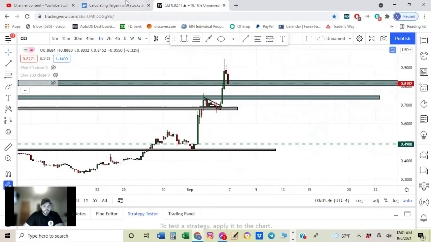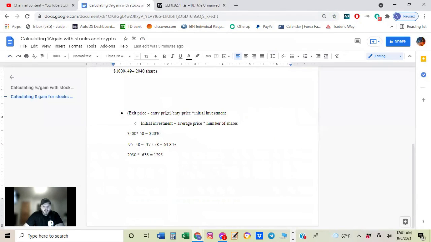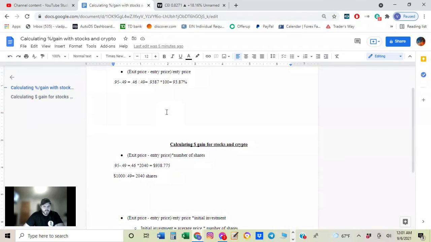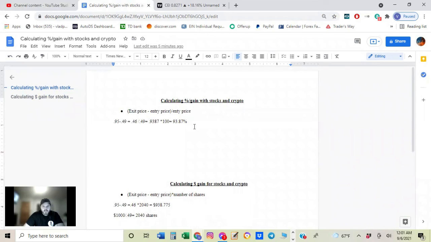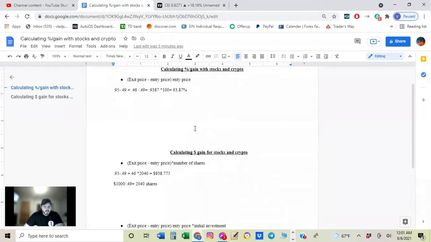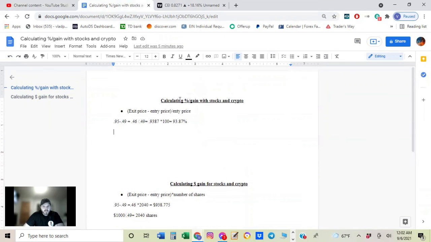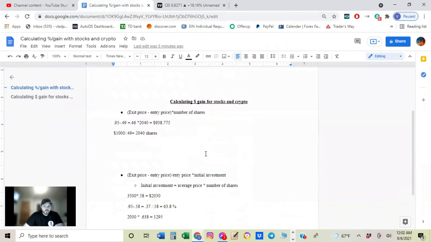So this is a simple two-step process. This video is not going to be anything insane, maybe like 10 minutes long, on just how to calculate percent gain with stocks and crypto, and also the money amount gained. This does not pertain to Forex. Forex is a completely different thing, it's counted by pips, so it's completely different. This pertains to stocks and crypto.